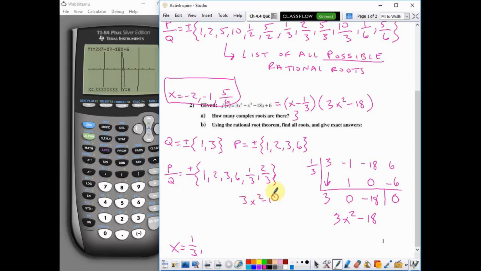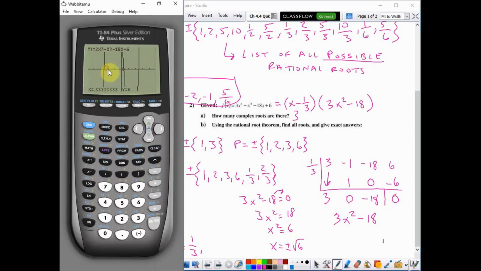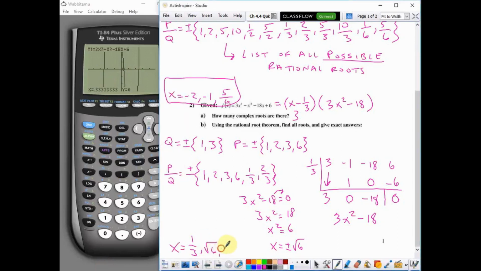3x squared minus 18 equals 0. Move that negative 18 over. 3x squared equals 18. I'll divide by 3. X squared equals 6. And then take the square root. X equals plus or minus the square root of 6. Okay? Those are two irrational solutions right here. Square root of 6, opposite of the square root of 6. So my other two solutions are the square root of 6 and the opposite of the square root of 6.